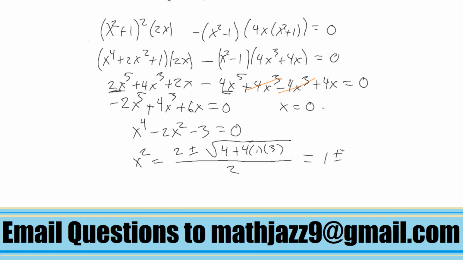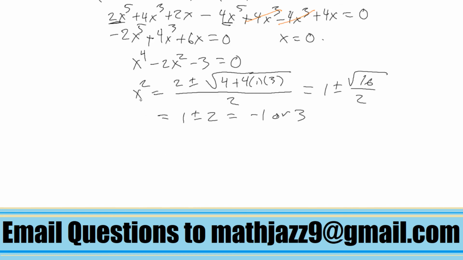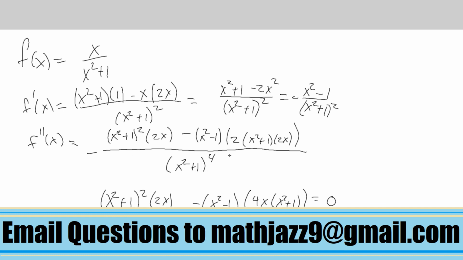1 plus or minus square root of 16 over 2. That's going to equal 1 plus or minus square root of 16 is 4. 4 over 2 is 2, which is going to be negative 1 or 3. But we can't take the square root of negative 1. So x equals plus or minus the square root of 3. Those are our inflection points. Well, those are our possible inflection points.